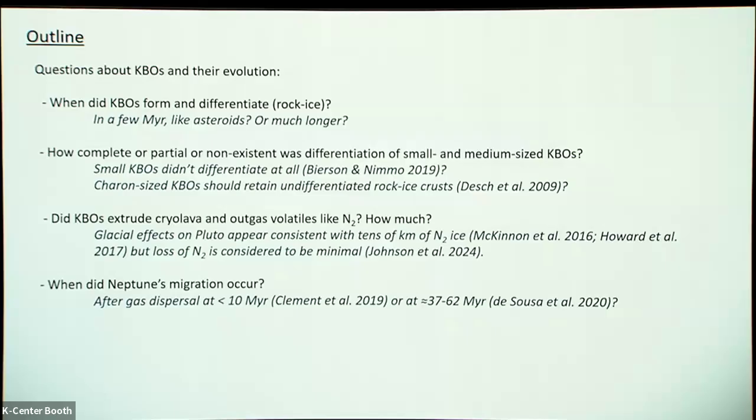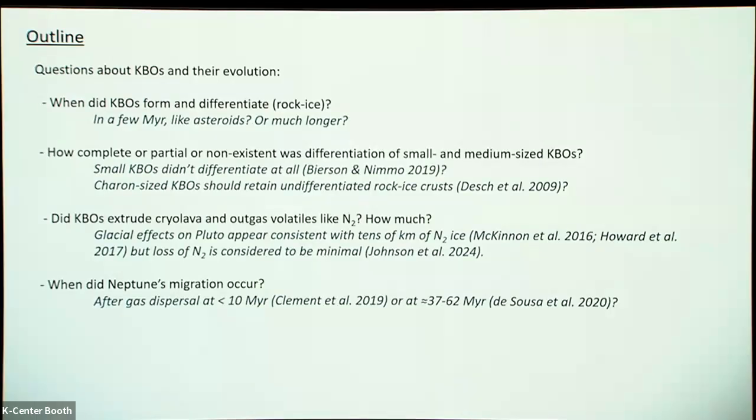Maybe they retain some undifferentiated rock-ice crusts. And then another question that we're faced with a lot is how do they outgas? How do they put volatiles on their surfaces? Do they extrude cryolavas? Do they outgas volatiles like N2? And how much do they do? I may be exaggerating when I say tens of kilometers of N2 ice, but there is some evidence from glacial features that there were many kilometers of N2 ice on the surface of Pluto in the past. But on the other hand, we've heard that the loss of N2 is considered to be minimal, and that would exclude that sort of possibility.